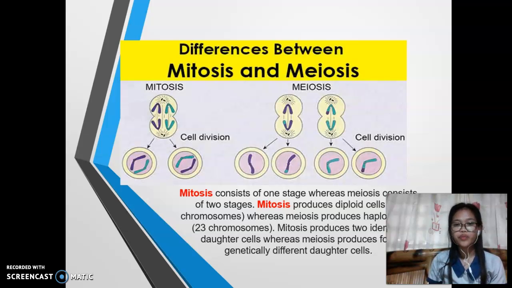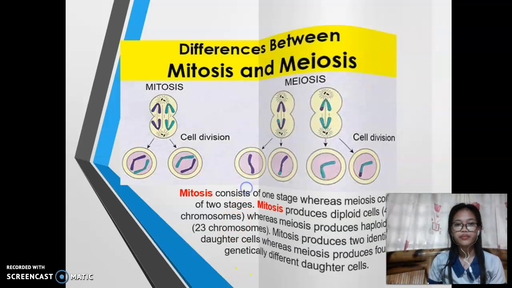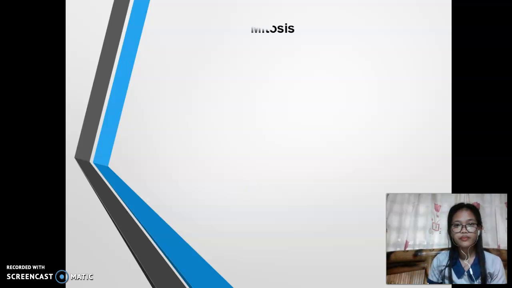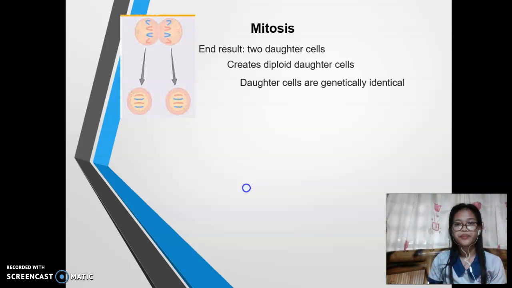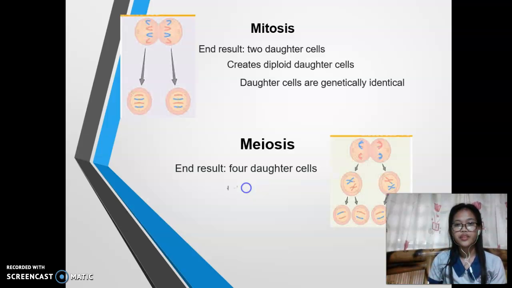Mitosis consists of one stage, whereas meiosis consists of two stages. Mitosis produces diploid cells with 46 chromosomes, whereas meiosis produces haploid cells with 23 chromosomes. Mitosis produces two identical daughter cells, whereas meiosis produces four genetically different daughter cells. This is the difference between mitosis and meiosis.